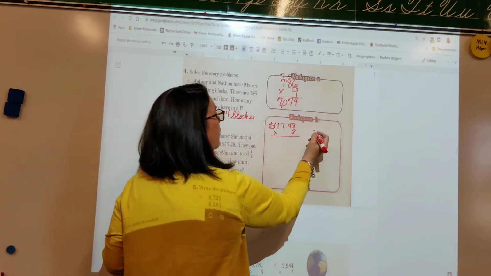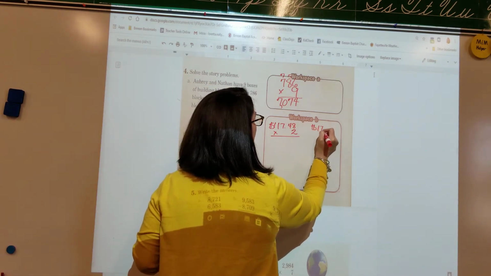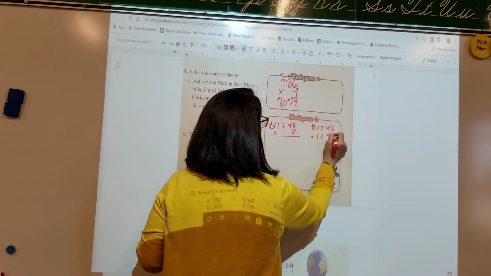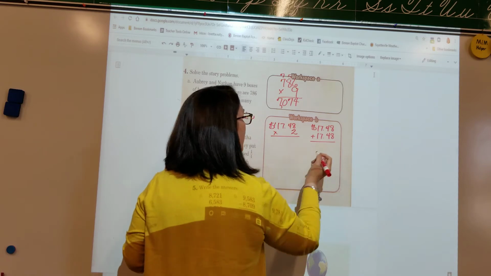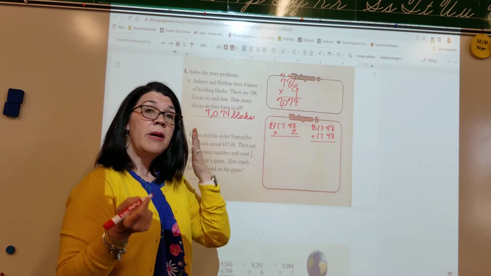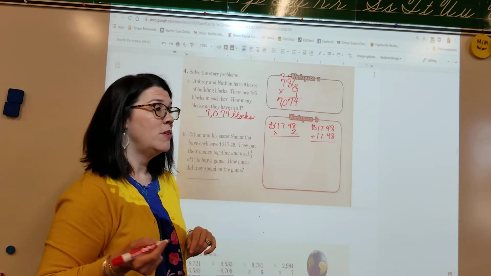Or some people might prefer to add. Okay, 1748 plus 1748. Okay, so either way, your choice. I'm going to choose to multiply because that's the way I prefer. But if you want to add, I think we'll come to the same answer.